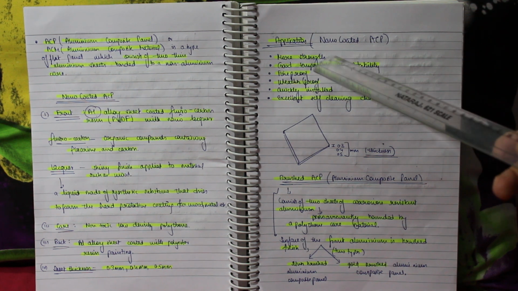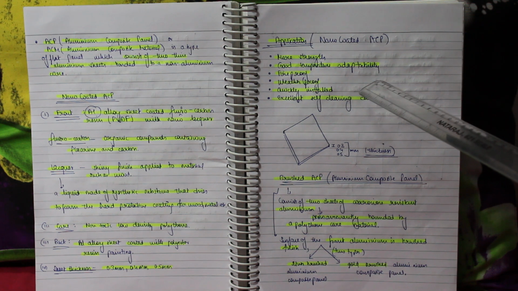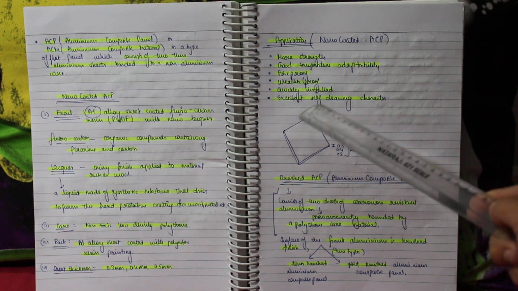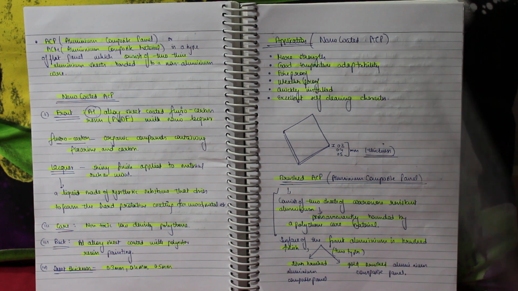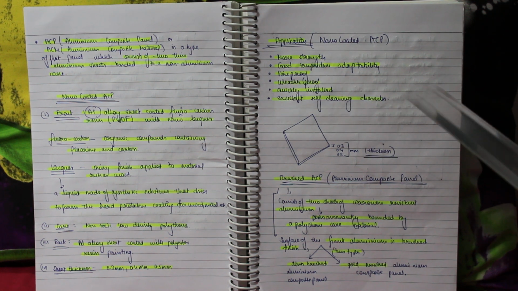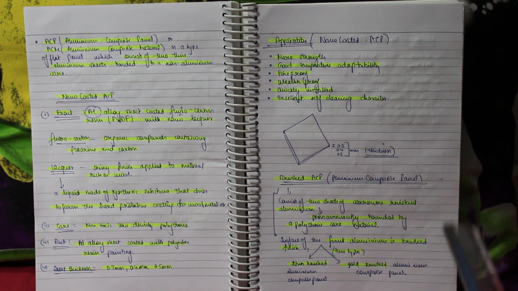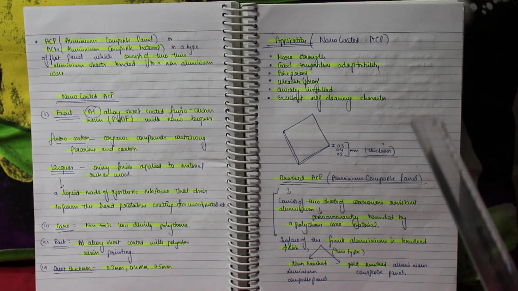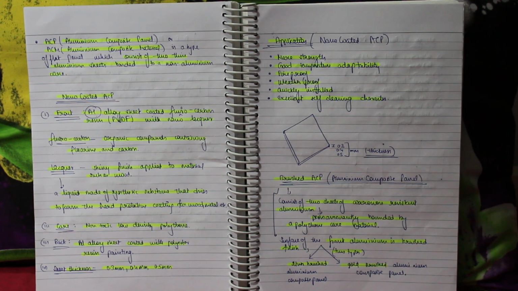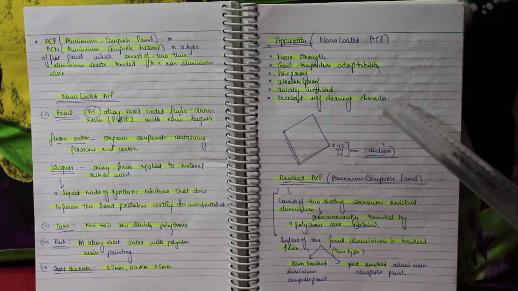So let's talk about the applications of nano coated ACP. It has more strength, good temperature adaptability, is fireproof, weatherproof, quickly installed, and has excellent self-cleaning characteristics. What is fireproof? It is resistant to fire. Weatherproof means no matter what the situation is, whether windy, rainy, sunny, or dry, it can resist all these situations. It can be very quickly installed. That is the best thing we have these days on ACPs. You can easily install it wherever you want to, and it has excellent self-cleaning characteristics.